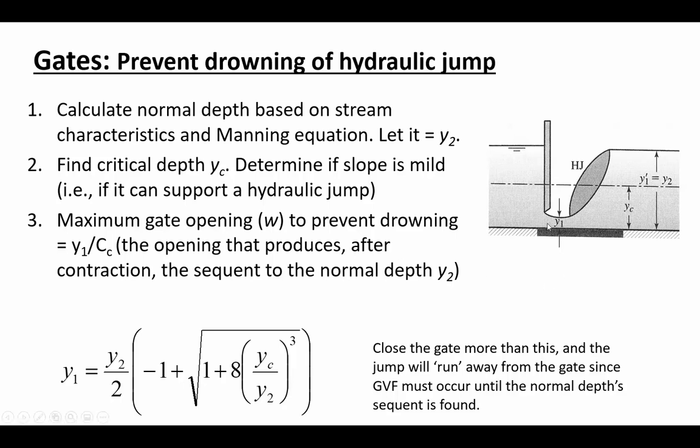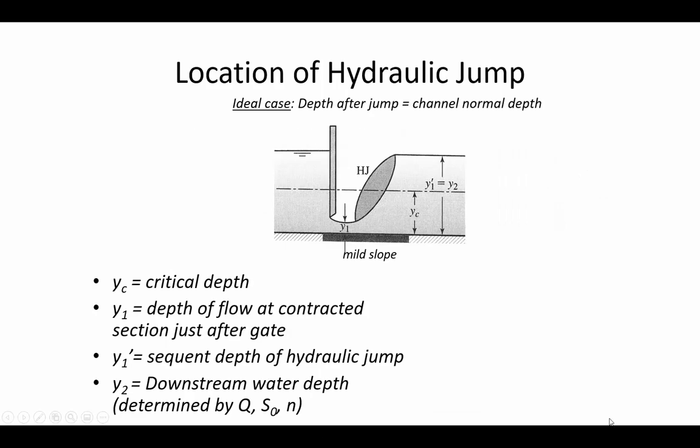And so if the gate is not open more than that, like if W is relatively small, then that pushes the hydraulic jump further away from the gate. But the more you open the gate, the closer the hydraulic jump will get to drowning. So the ideal case that we talked about is that the depth after the jump is the normal depth.